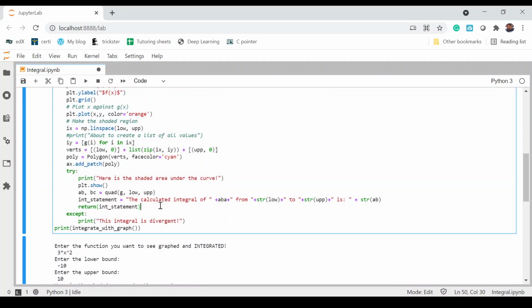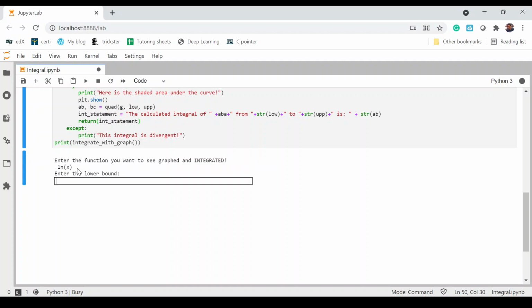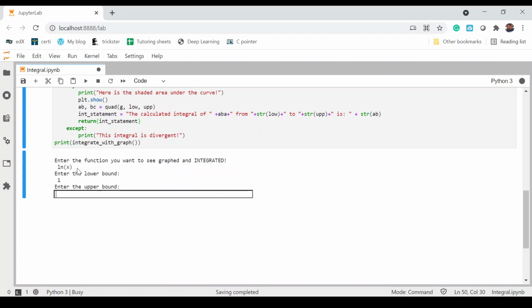Let's find out. Now we can run this again and enter another function, like the natural log of x. Let's see what happens. The lower bound can be 1, and the upper bound could be 100. I do not know what the natural log of 100 is, but I know that the second part is going to be 0. The integral of the natural log of x is x times the natural log of x minus x. So that's basically 100 times the natural log of 100 minus 1. Let's see what that comes out to be.